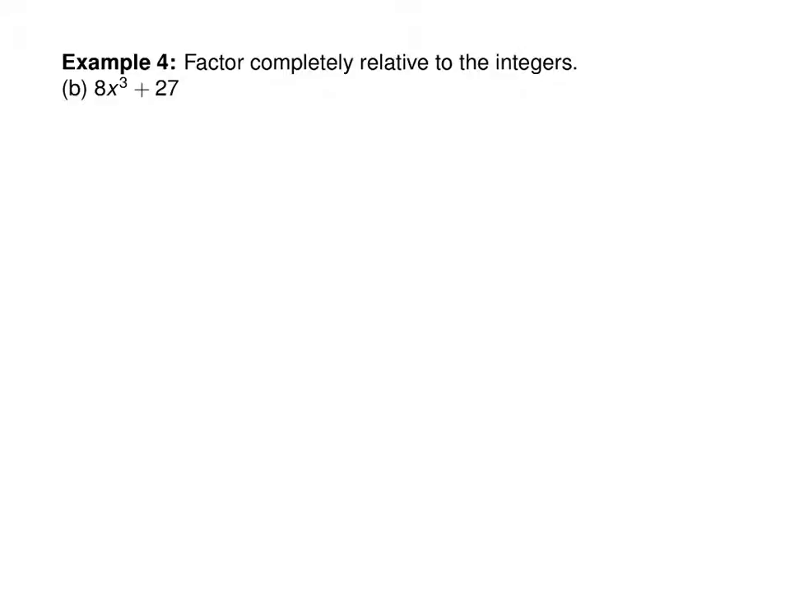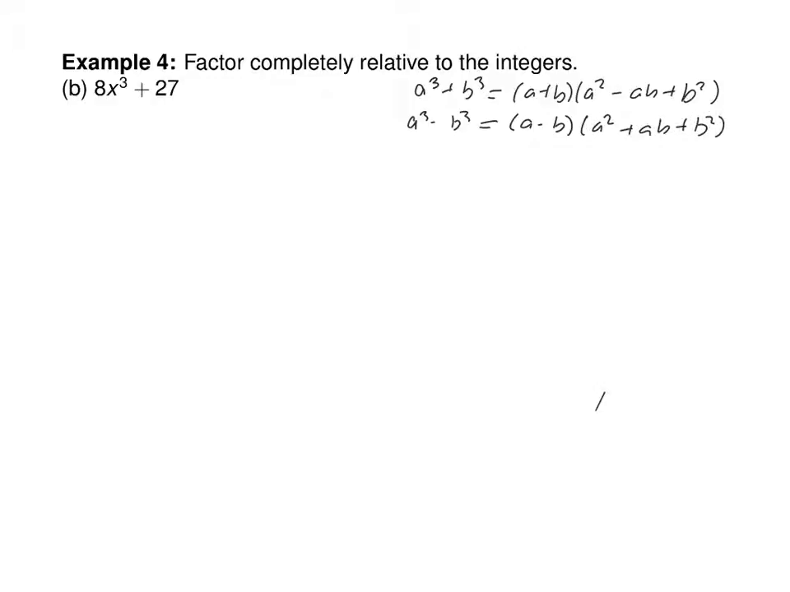Okay, this one was the one you hated. This had a formula. There was this a cubed plus b cubed and a cubed minus b cubed formula. Does that ring a bell? So this factors into a plus b, a squared minus ab plus b squared. And the second one is almost the same. It's a minus b, a squared plus ab plus b squared.